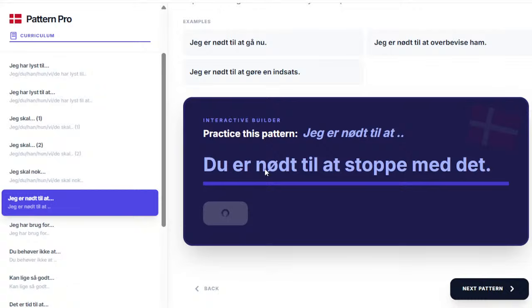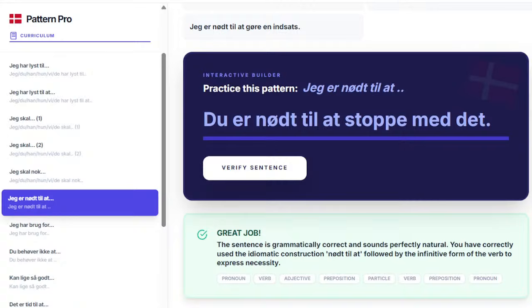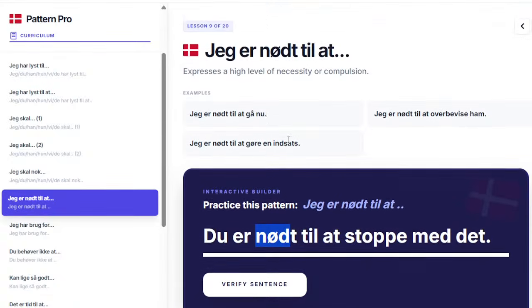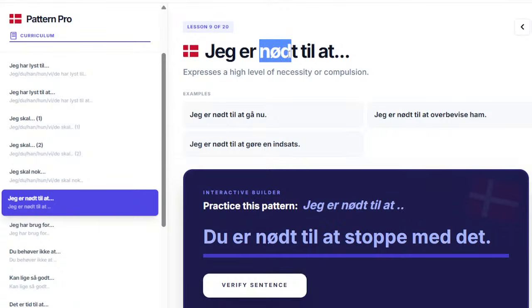Du er nødt til at stoppe med det. Which is, so like you need to stop doing it. Nødt til at. And the root of it all, if you really want to think about that, it comes from nød, which is need, like the abstract concept of needing.